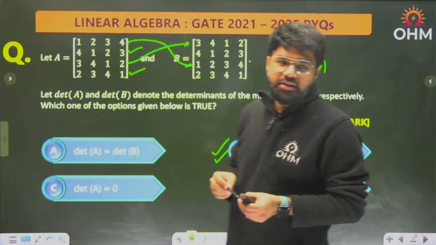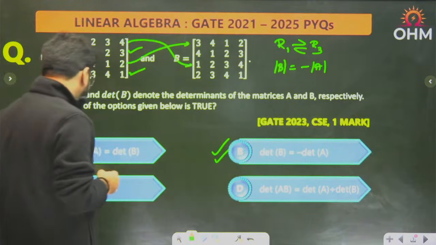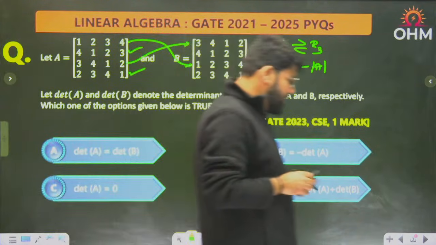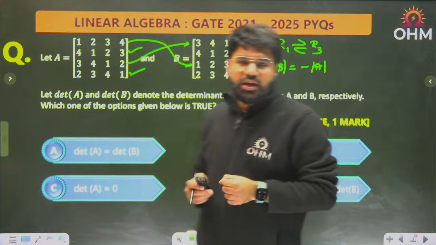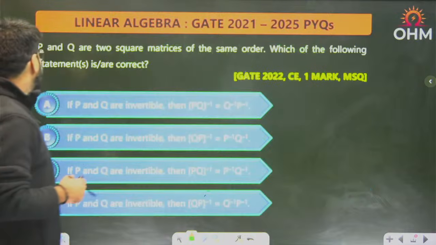Surendra Naik, correct answer. Yes Shweta, it's not going to be A, it's B. The determinant magnitude will remain the same, but the sign definitely is going to change. Okay, next question.